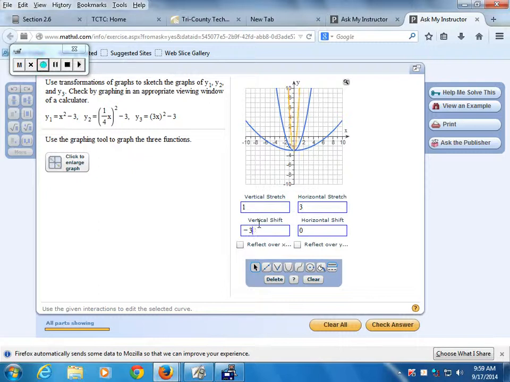Can you explain all the vertical stretch, horizontal stretch, all that stuff? Because when I looked at it, I just started plugging in numbers and seeing what it was going to do. I thought I went over that. Probably in the video too.